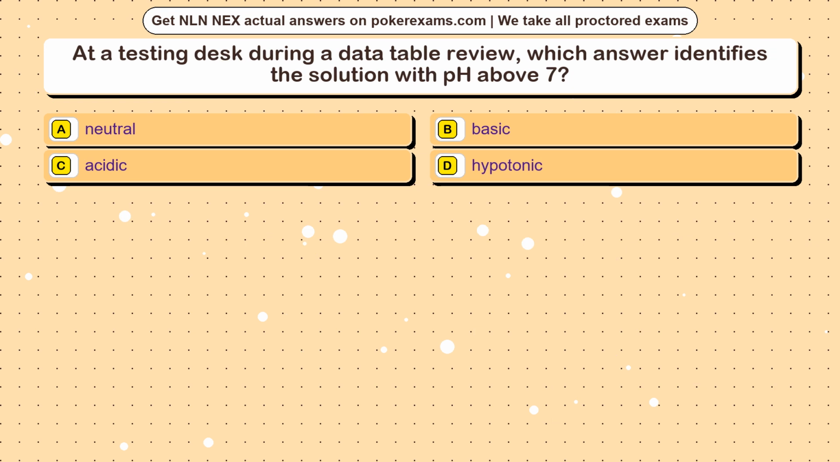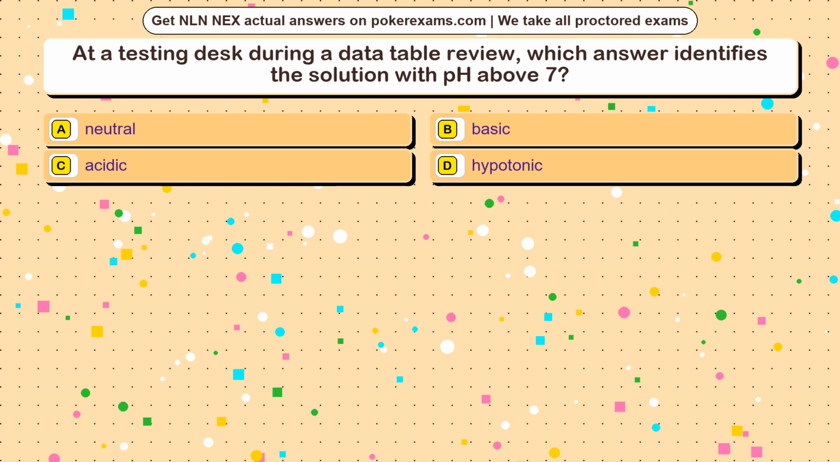Question 23. At a testing desk during a data table review, which answer identifies the solution with pH above 7? Option A, neutral. Option B, basic. Option C, acidic. Option D, hypotonic.